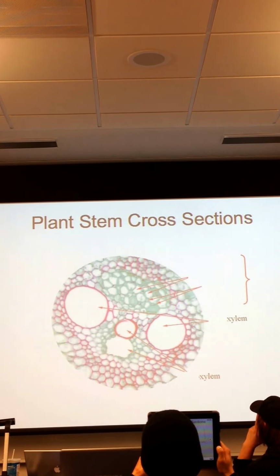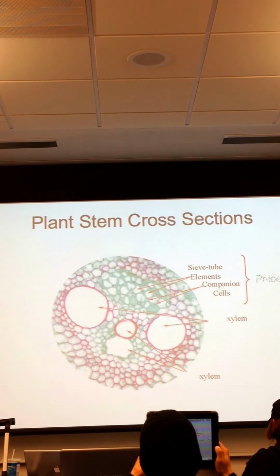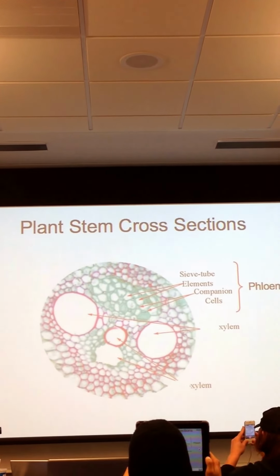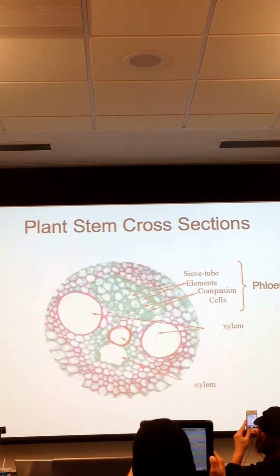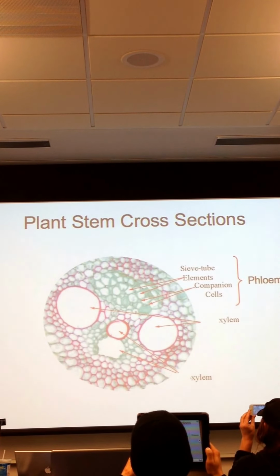Now you need to be able to tell xylem from phloem and the 2 types of phloem cells. So we have the sieve tube elements, which are the larger ones, and then you have the smaller companion cells, which have the nucleus. Is phloem tissue living or non-living? Living. Phloem is living, which makes xylem non-living. Okay? Phloem is living, xylem is non-living.